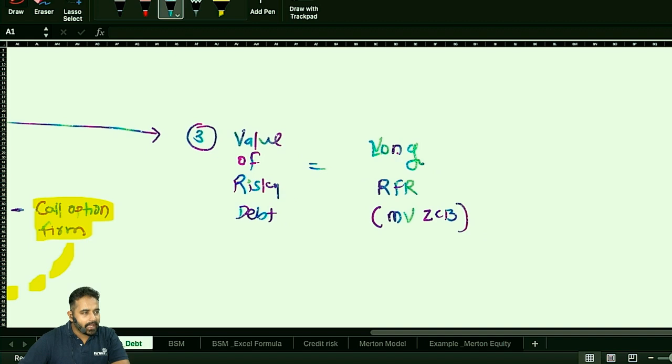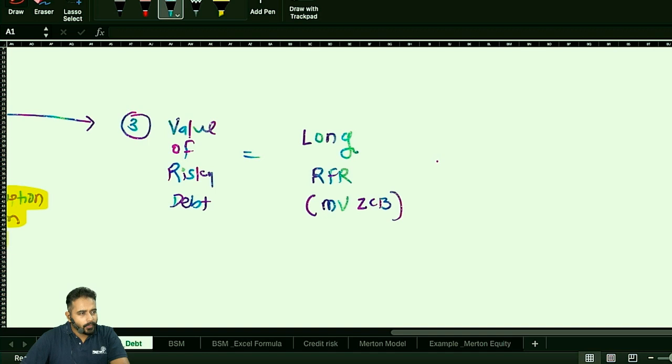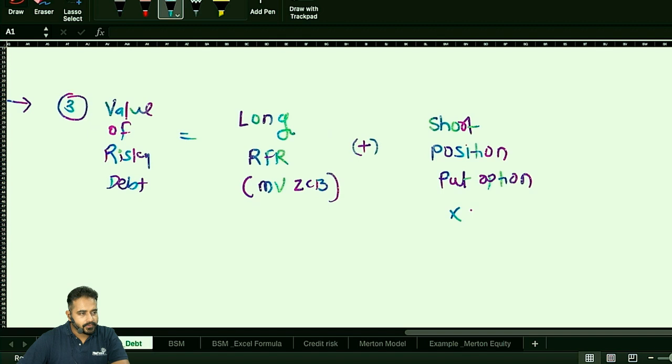So I'm going to say that I have a long position on a risk-free bond, which is equal to its current market value. And if things are okay, this is what I am going to earn. But if things go wrong, then of course I book losses. So what I have along with this is a short position on a put option. Now, what is the strike price of that put option? The strike price of that put option is equal to the face value of the zero coupon bond. And what is the underlying asset?